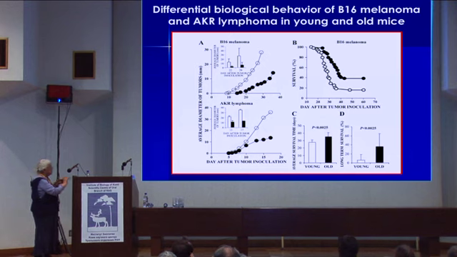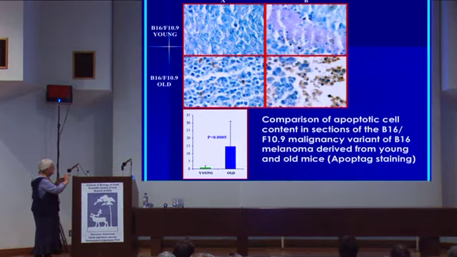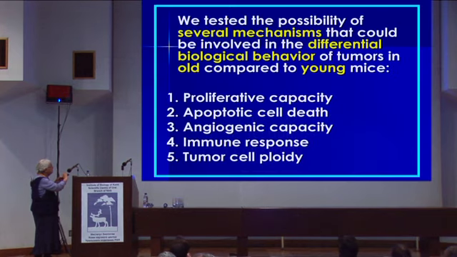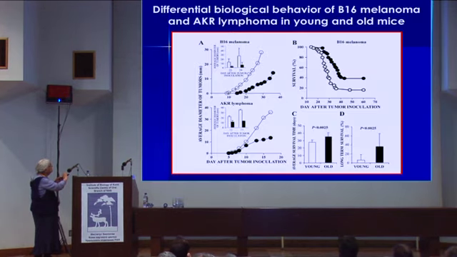We measured this difference also by measuring the size of the tumors, and you can see that the black, which are the tumors in old mice, are smaller than those in young ones. This is also expressed by survival of mice.